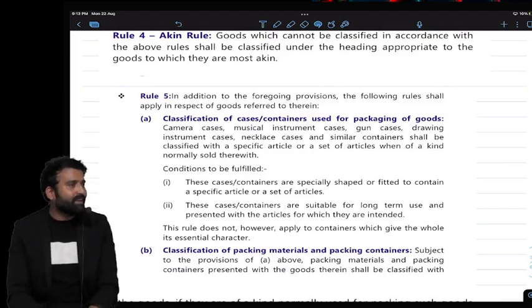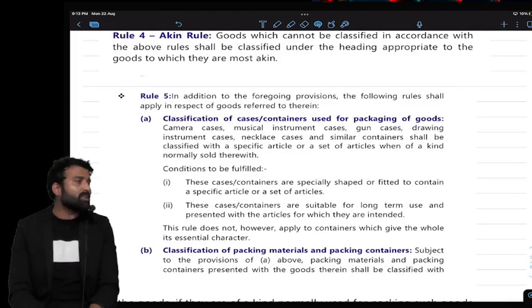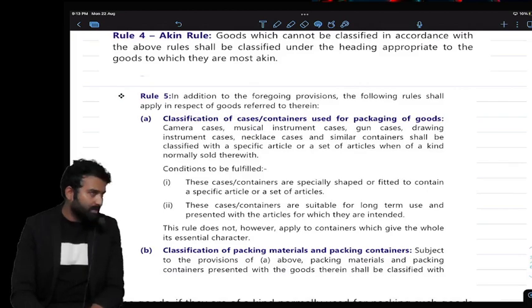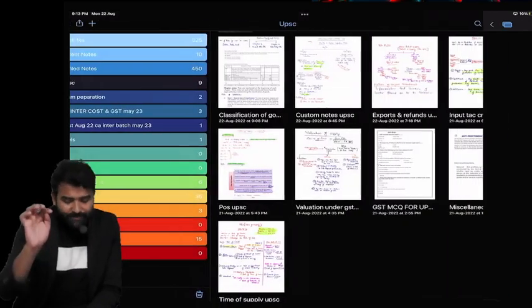Is it clear to everyone? You don't have to remember the rule number because these will be asked in MCQ based questions, so they will not ask you the exact rule number. Okay, so this is about the classification.